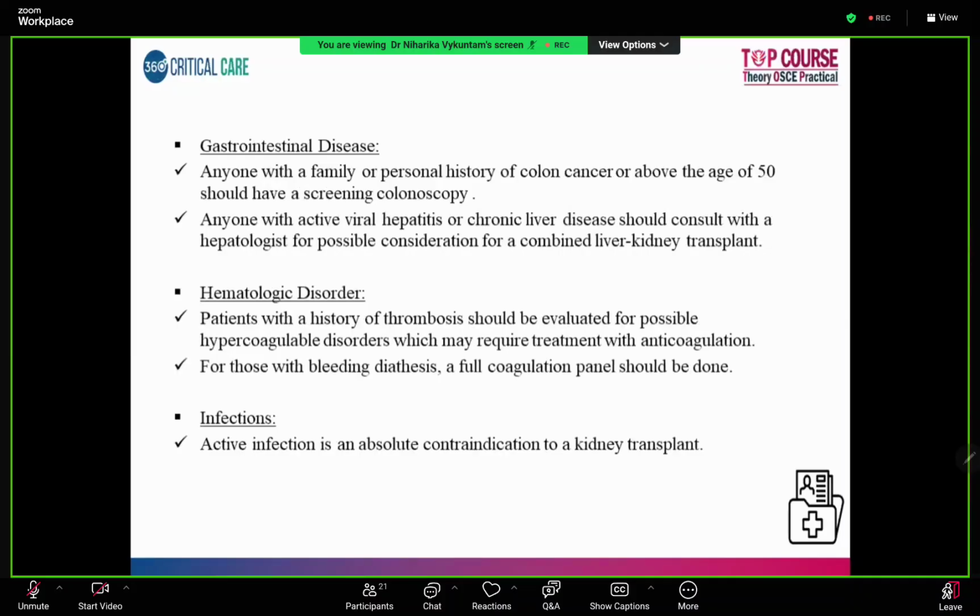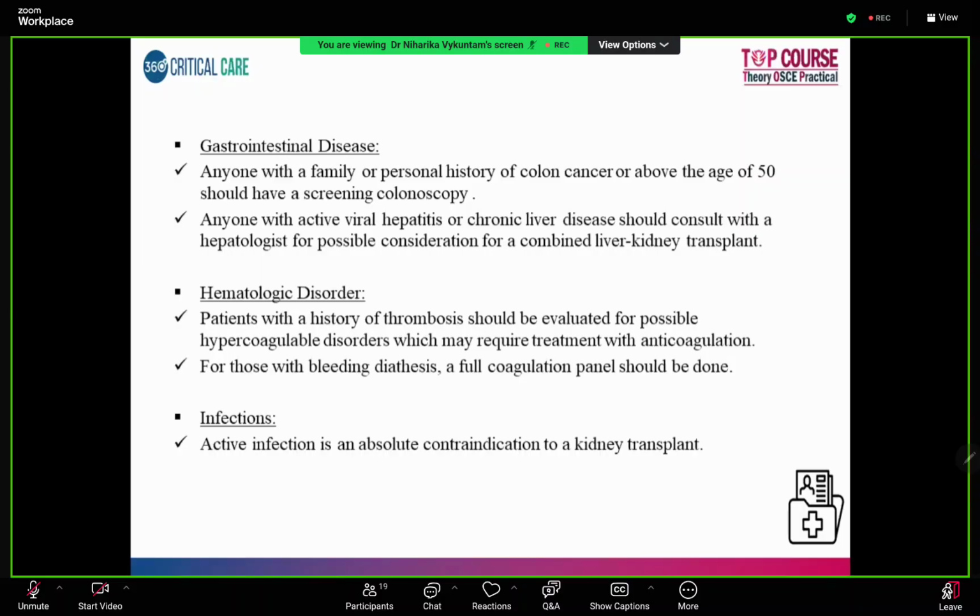If any of these recipients have a family history or a personal history of colon cancer, or if the patient's age is above 50, they should have a screening colonoscopy done to rule out any active malignancy. And anyone with active viral hepatitis or a chronic liver disease should have a consultation with a hepatologist for possible consideration of combined liver kidney transplantation.